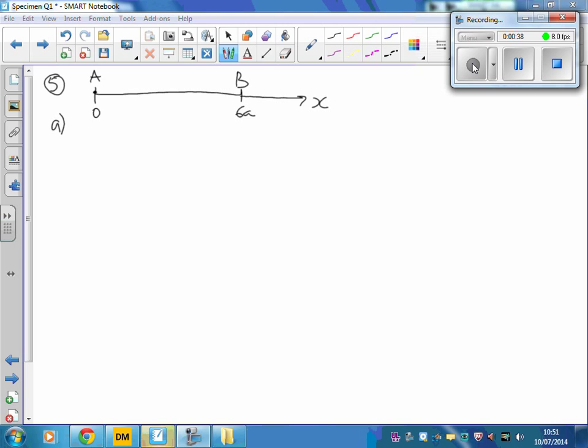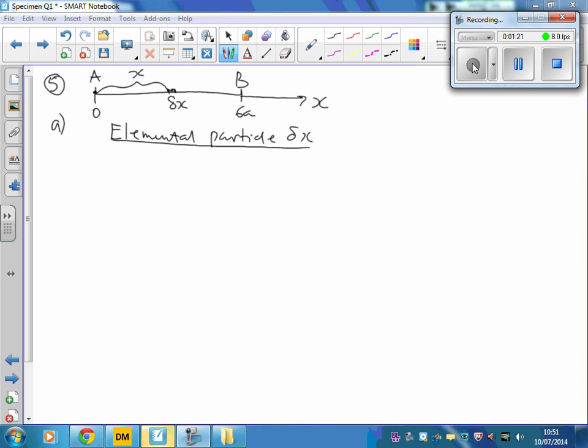Now, we'll start with the elemental length, a very small bit of this rod of length delta x, distance x from the origin, from the end A of this rod, and we'll try to find the moment of inertia of this elemental particle delta x first. So we'll write down everything for the elemental particle delta x.